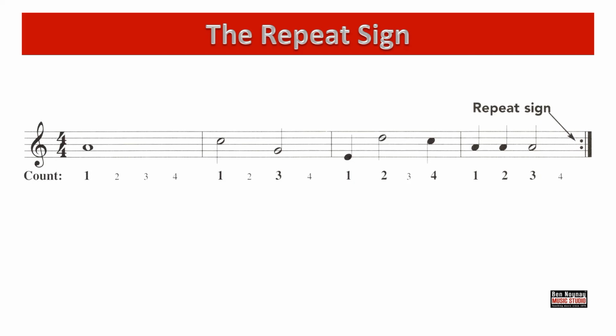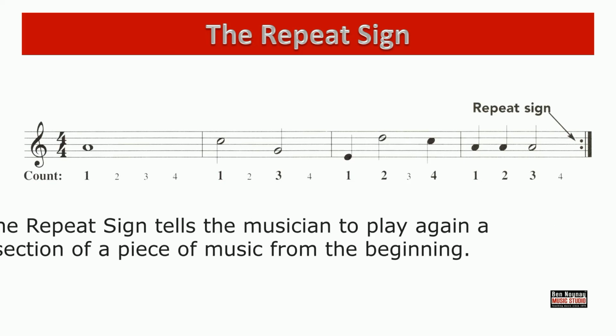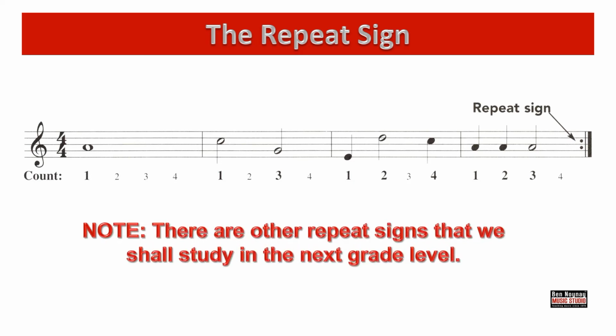Finally, let's get to know the repeat sign. This musical repeat sign is represented by the 2 dots placed in the middle of the 2nd and 3rd spaces of the staff and written just before the final double bar line. The repeat sign tells the musician to play again a section of a piece of music from the beginning. It is important to know that there are other repeat signs that we shall study in the next grade level.